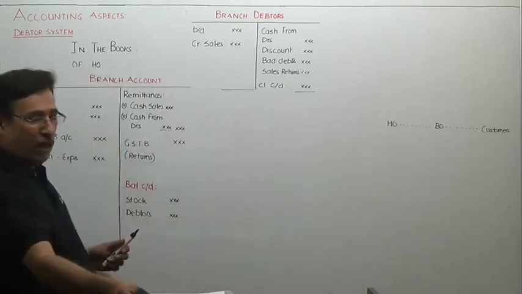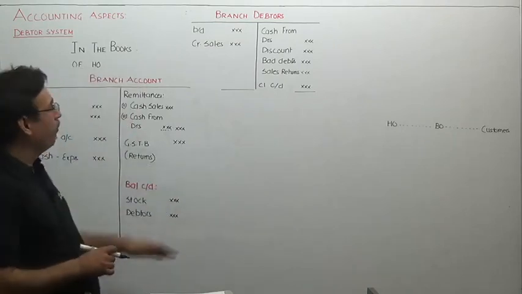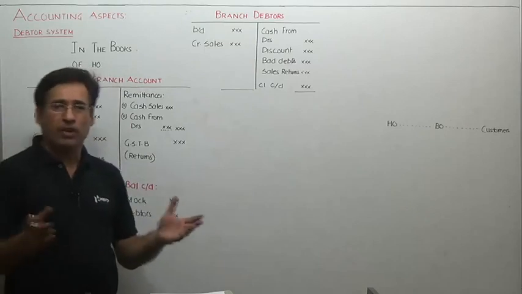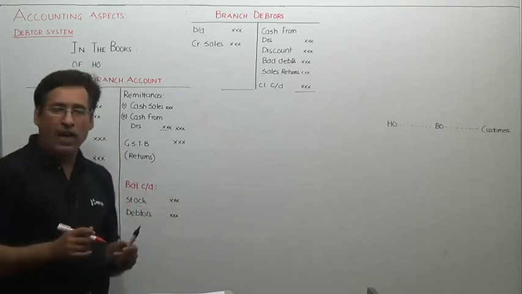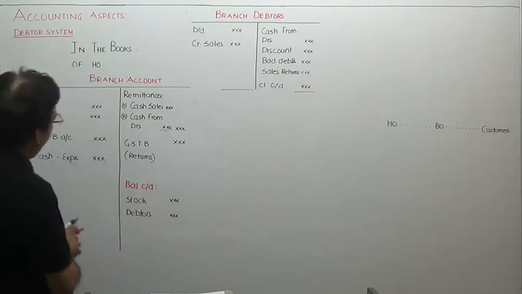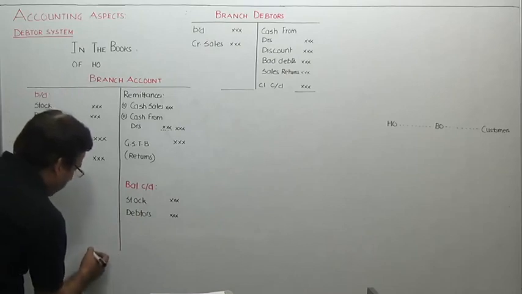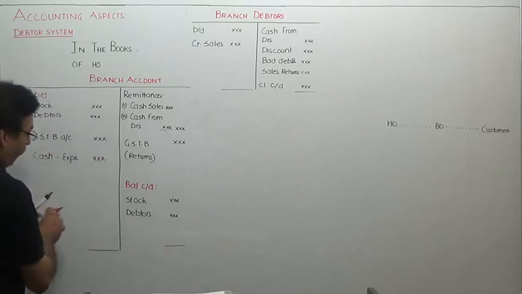Without an iota of doubt, you must have seen several times that the branch account is prepared this way and the debtors account is prepared this way. And most of the time, you would also find that the teaching fraternity and textbooks both simply say, there, now you have prepared the branch account, tally it, and you will get the net profit. And you become very happy.